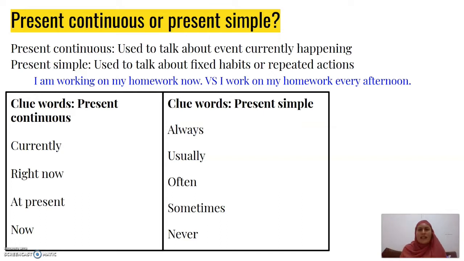So for example, think about homework. I am working on my homework now. That means that currently, at this moment, I'm working on my homework. Now, compare that to I work on my homework every afternoon. That is a habit. Every afternoon, I have the habit of doing my homework. So, pause the video now and look at these clue words that can give you hints on if you should be using the present continuous or the present simple.